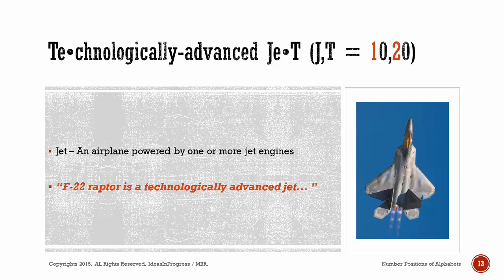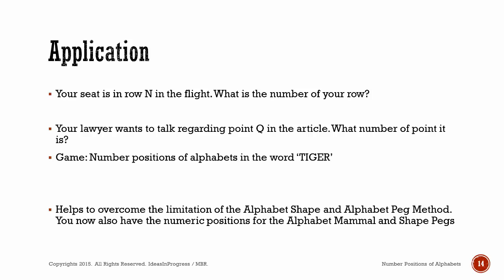Now let's look at the application of the number positions of alphabets, how to use it, and we can also summarize what we have learned so far. The first application, let's say your seat is in row N in the flight. What is the number of your row?